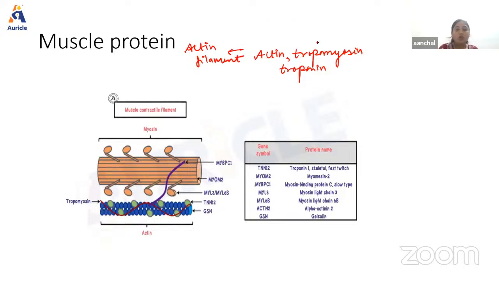Okay, and all the four proteins, actin, tropomyosin, myosin, and troponin together constitute the contractile protein, or they are the contractile element of the muscle. So one by one we're going to discuss. First we're going to talk about the myosin. As we can see here, the different protein names are listed. In the end, we're also going to discuss all these.